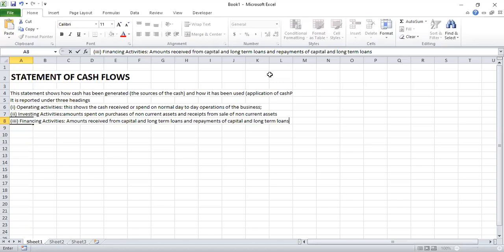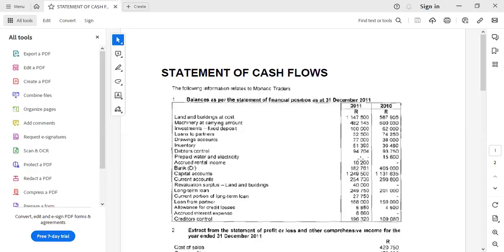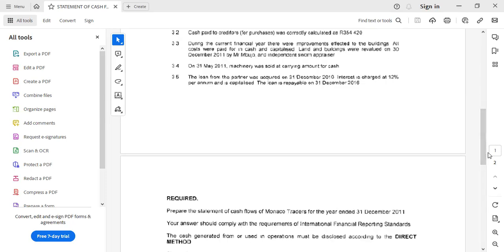Right. For the sake of time, I'm going to illustrate whilst also answering the question, but I'll also be explaining the things so that you don't get lost. So to help me illustrate, I'll be using a question that I sent to you. It says the following information relates to Monaco traders. Then the question says, prepare the statement of cash flows of Monaco traders for the year ended 31 December 2011.